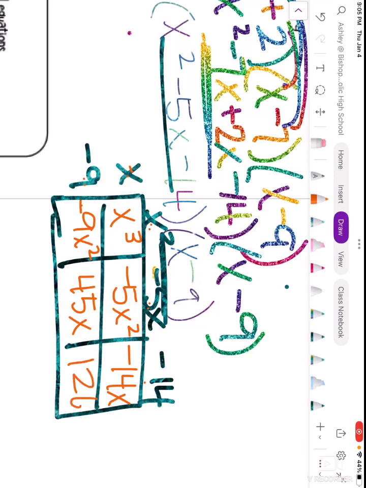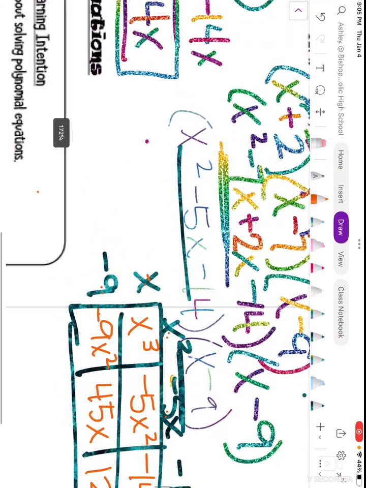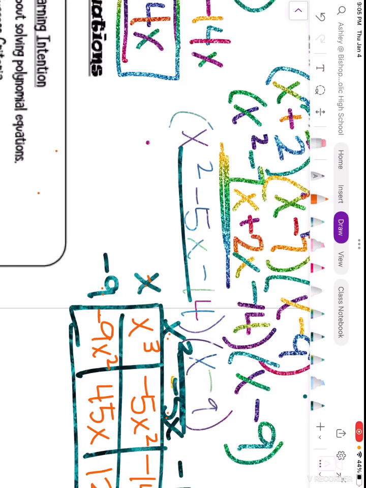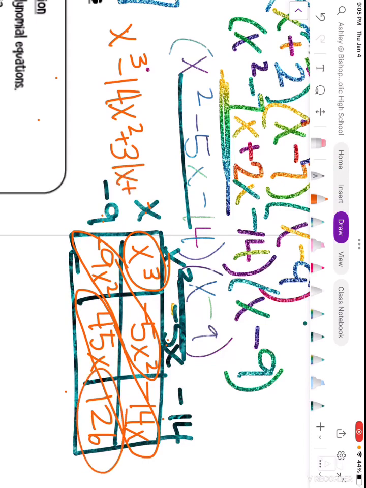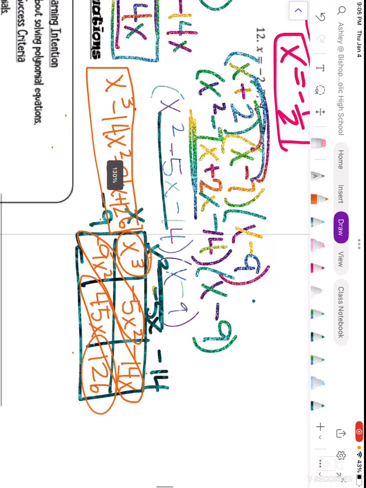And then we'll just combine our terms and we're done for the day. So we have x cubed, negative 9x squared minus 5x squared is negative 14x squared. 45x minus 14x would be 31x. And then we have our plus 126. I'm running into the box, but we're just going to roll with it. And that's our final answer.